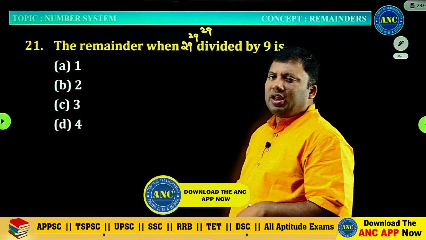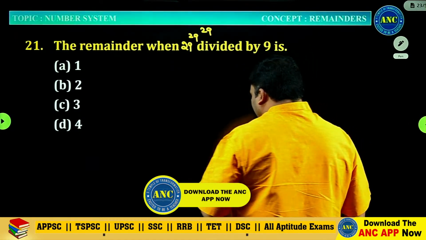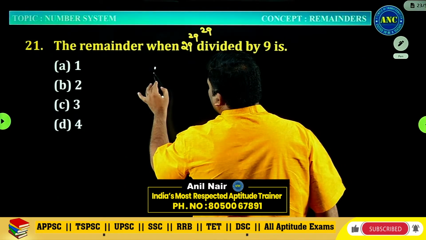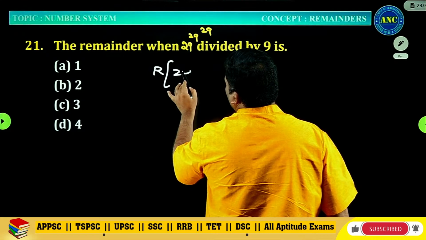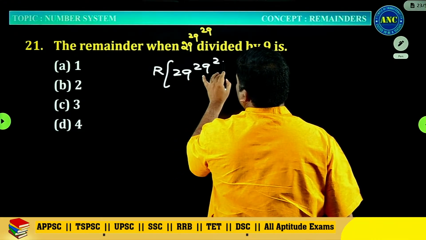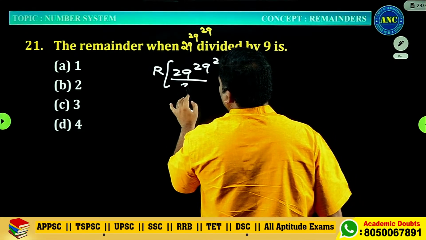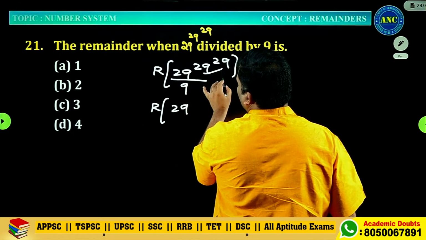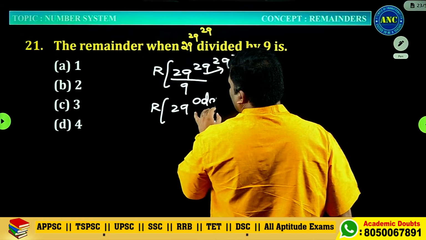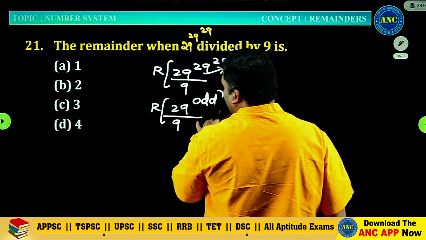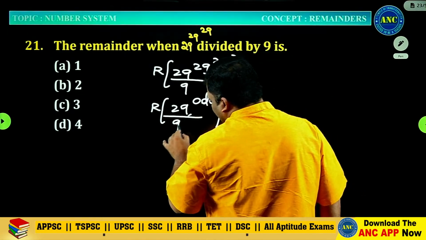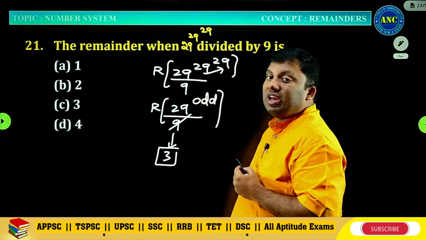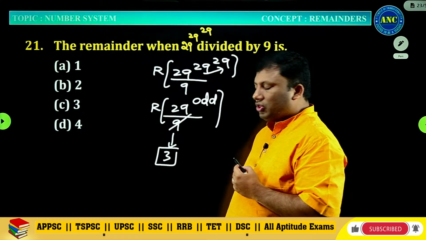Suppose 29 power 29 power 29 divided by 9. I will tell you the basic approach. We are just understanding how you can eliminate a lot of answer options by using this. 29 power 29 is an odd number, divided by 9. 9 is a composite number derived from another number, 3. 9 is 3 square. First do it with 3.